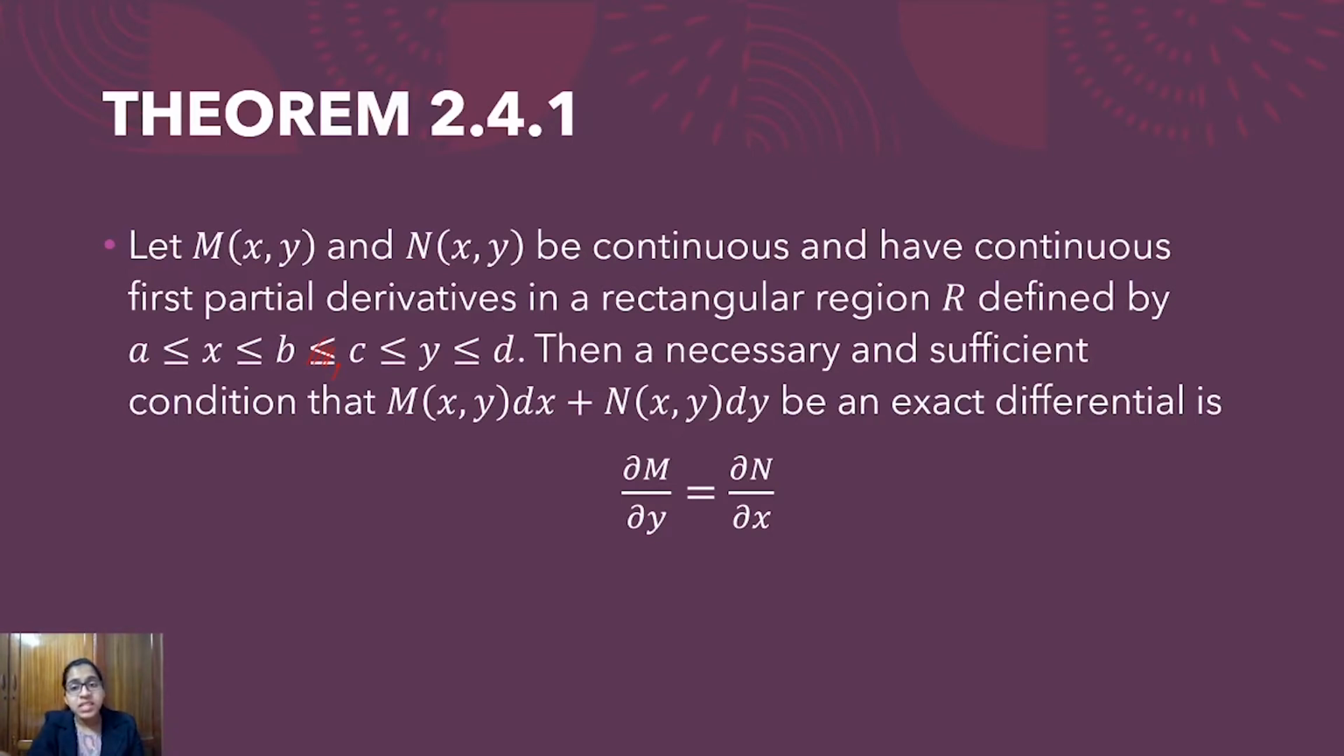A necessary and sufficient condition that the differential expression M(x,y) dx plus N(x,y) dy is exact is that the corresponding partial derivatives satisfy ∂M/∂y equal to ∂N/∂x. This is something you have to keep in your mind: ∂M/∂y equals ∂N/∂x. Let us see a small, simple proof of the same. You don't have to go deep into it.